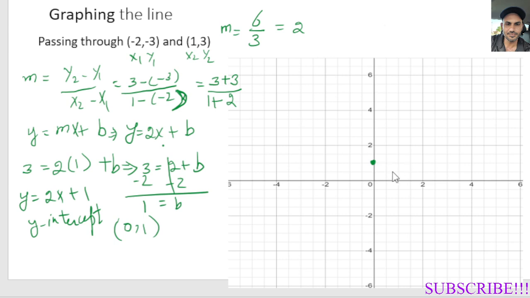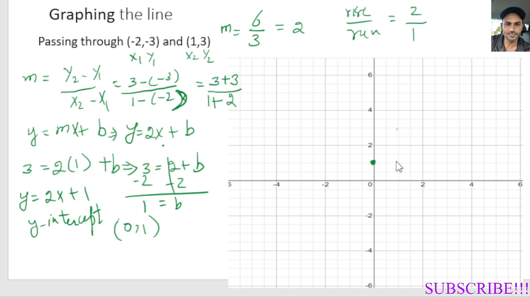Now we can use this information and use our slope to go to the next point. We know the slope is 2, so that means rise over run is 2. We can write it as: for every 1 unit in the x direction, the graph moves 2 units in the y direction. That's the rise over run. So if we move 1 unit in the x direction, our y value is going to be up by 2 units.